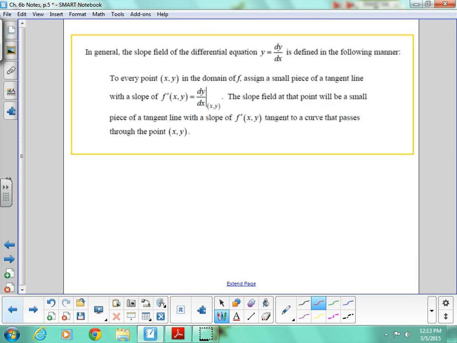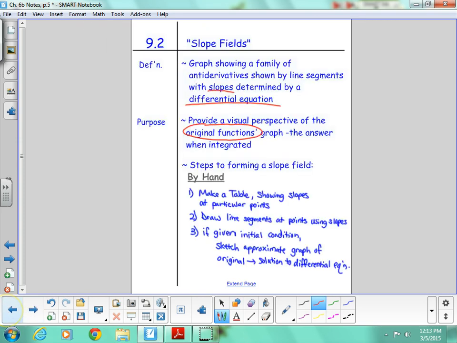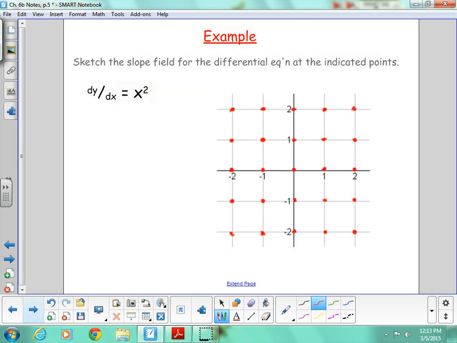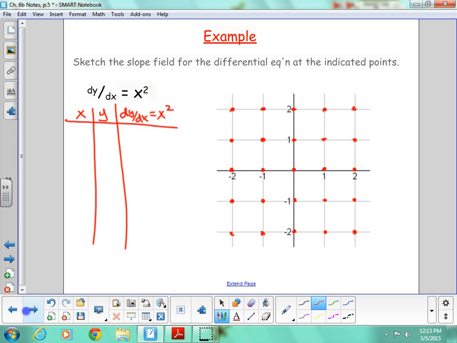Hold on, by hand. How does it say we have to start? Make a table showing slopes. Table of slopes and points. Okay. Table of points and slopes. Now, hold on. It's not going to be as bad as you think every single time. There were a lot of conditions in what I just said. But it's not going to be as bad as you think every single time.